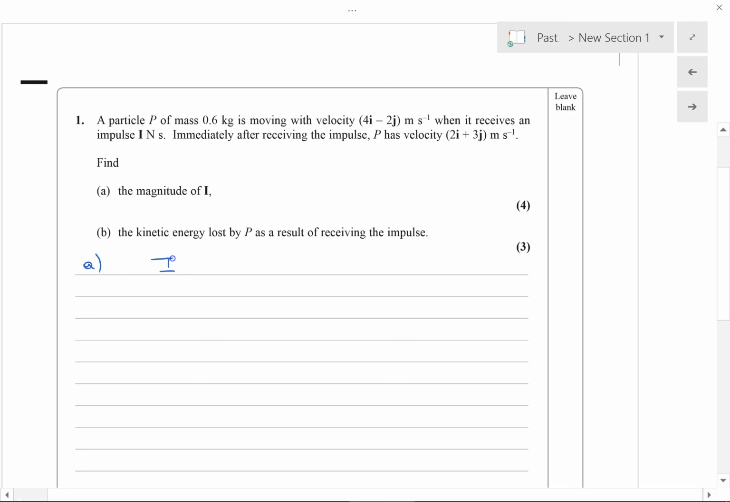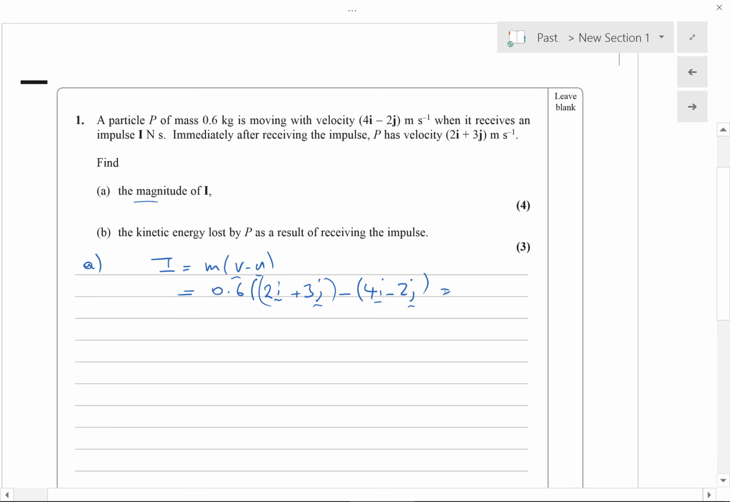We've got impulse is change in momentum, mv minus mu. So we want to find the magnitude of the impulse. We have everything we need here: we've got mass, initial velocity, and final velocity. So not a problem this. We've got 0.6 times v, which is the final velocity, 2i plus 3j, minus the initial velocity, which is 4i minus 2j.